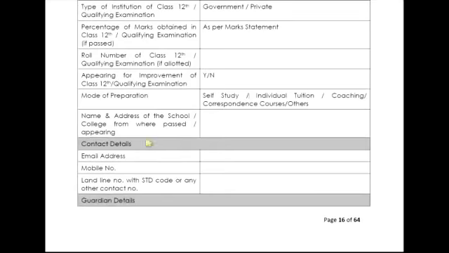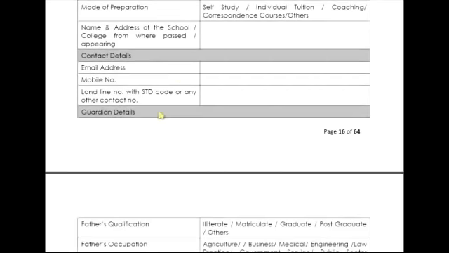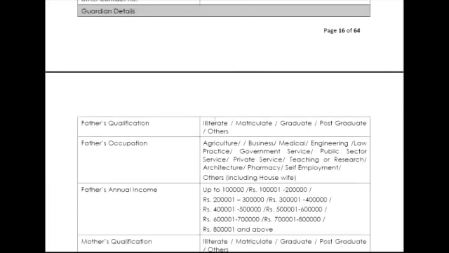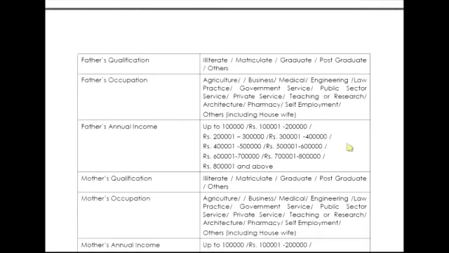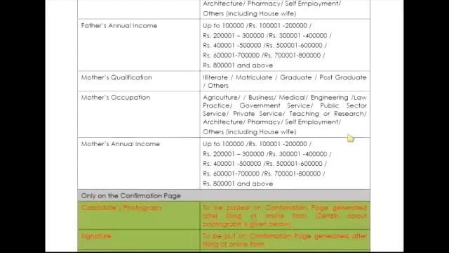Then the next section is contact details, wherein you can fill in your email address, mobile number, landline with STD code or any other contact number. The next section covers details of your guardian. What is your father's qualification, father's occupation, father's annual income, mother's qualification, mother's occupation, mother's income. All this information has to be filled in and you have to submit the form.